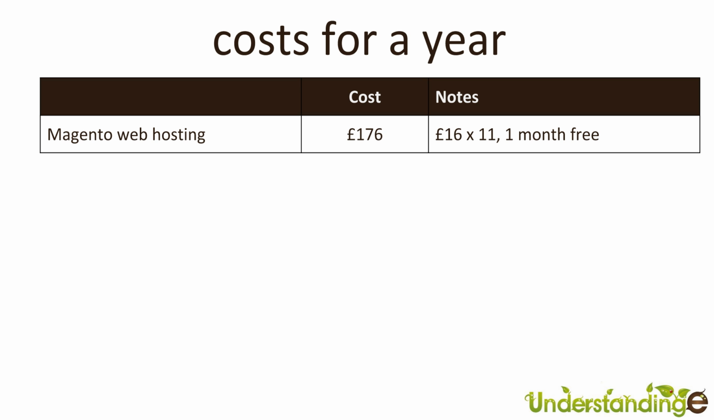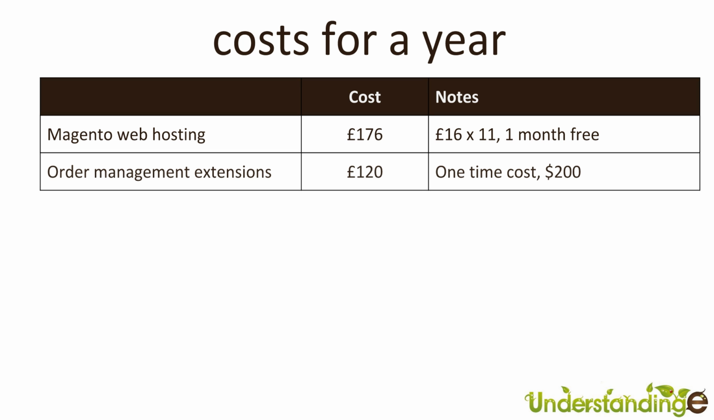Is £176. Okay. If you do want, there's two extensions which we strongly recommend, and they cost $200, so that's about £120. Okay, they are optional. Remember, this is a key point here. The only thing that you really need is at the top, the Magento web hosting. And you've seen how quick that is to get Magento and M2E Pro installed, and again, M2E Pro is subsidized by eBay, so it's available for free.